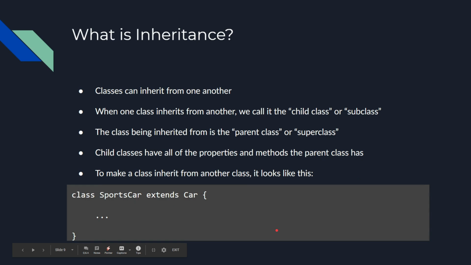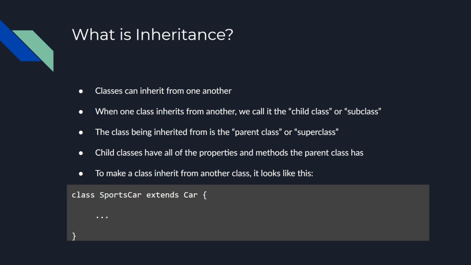So now we're going to move on to inheritance. We're going back to classes, okay? Previously we learned about classes. Classes are like blueprints. Objects are like buildings. Classes can inherit from one another, okay? And I'm going to explain what that is now.